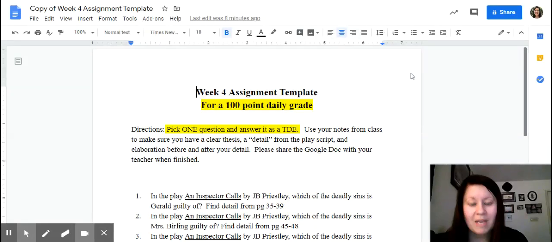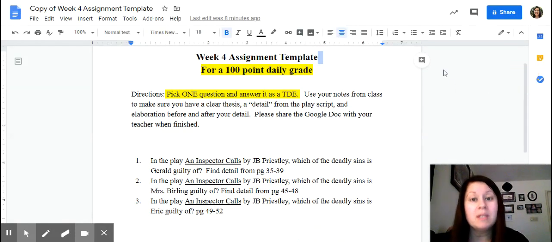So if you've opened the link for the assignment template, this is what you see. Very, very important in the instructions, just to make sure you don't do more work than is necessary: you only have to answer one. Choose which TDE you want to write. I highly suggest the one that you pick is based on the character that you are most curious about or that you enjoyed reading about in the story, or just the one that you want to write about the most.